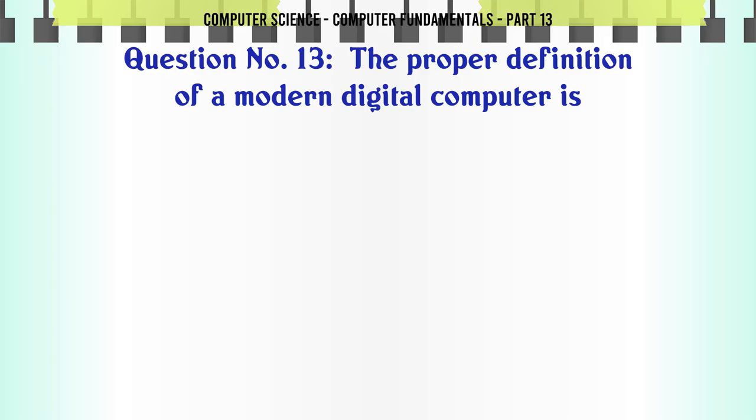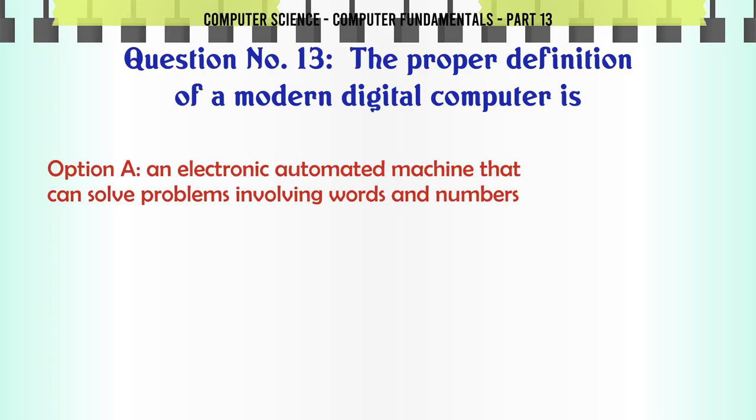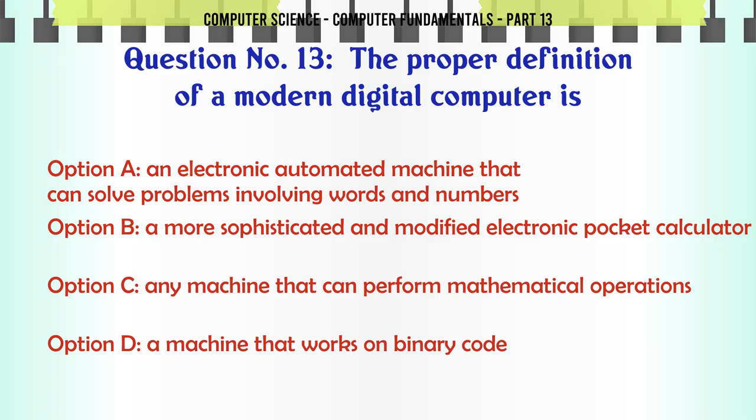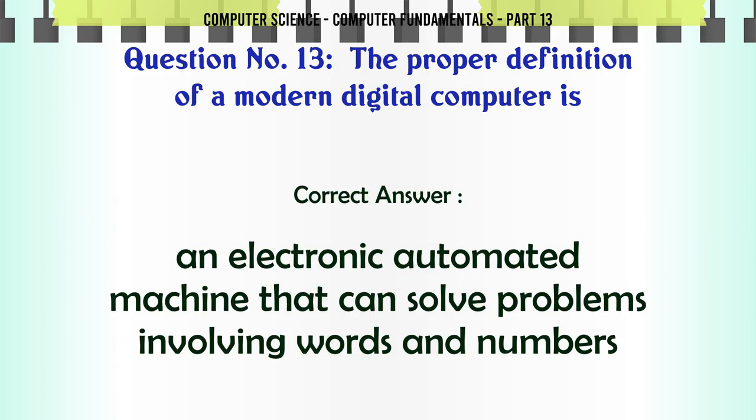The proper definition of a modern digital computer is: A. An electronic automated machine that can solve problems involving words and numbers. B. A more sophisticated and modified electronic pocket calculator. C. Any machine that can perform mathematical operations. D. A machine that works on binary code. The correct answer is An electronic automated machine that can solve problems involving words and numbers.